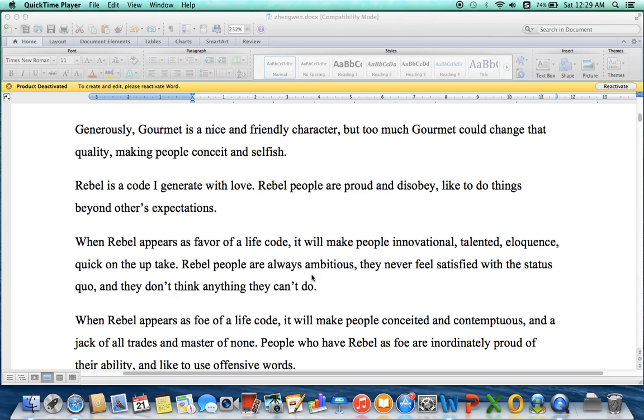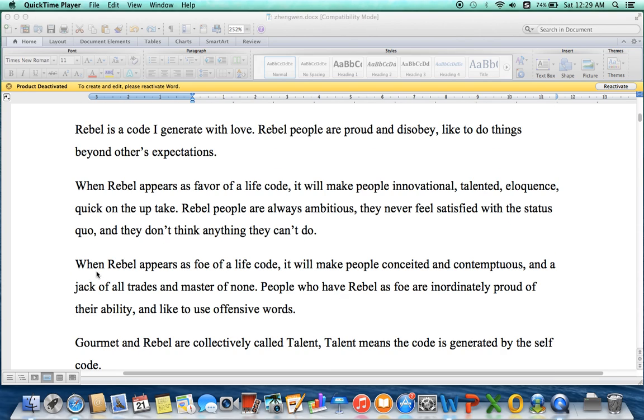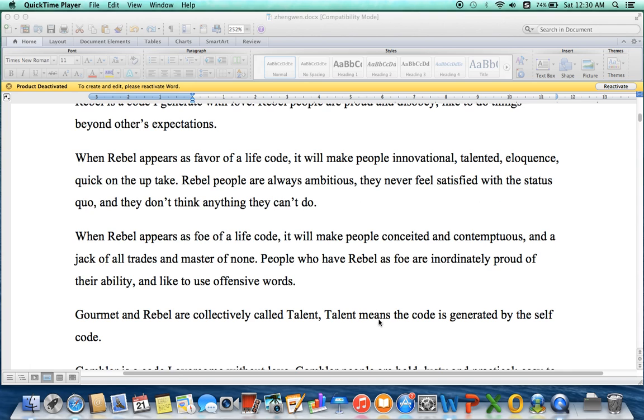Rebel people are very ambitious. They never feel satisfied with the status quo, and they think there is nothing they can't do, which is another way to say optimistic. And when rebel appears as foe, it will make people too proud, look down upon other people, and jack of all trades and master of none. They are proud, but they don't have enough to be proud of. People with rebel as foe are not reasonably proud of their ability and like to use offensive words to other people.